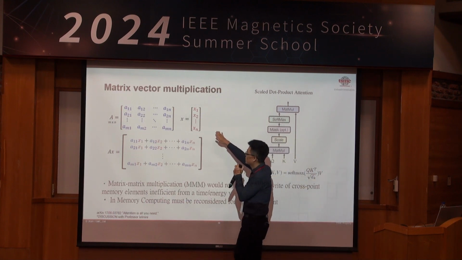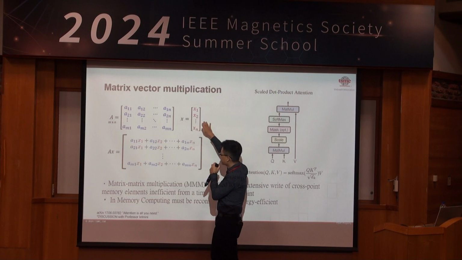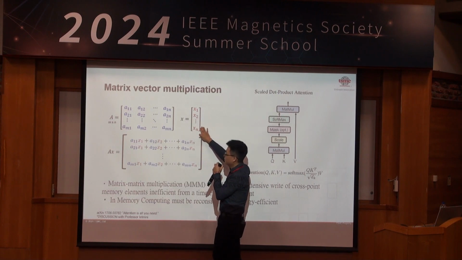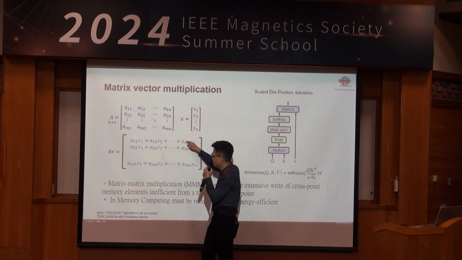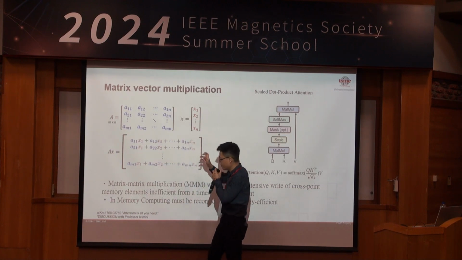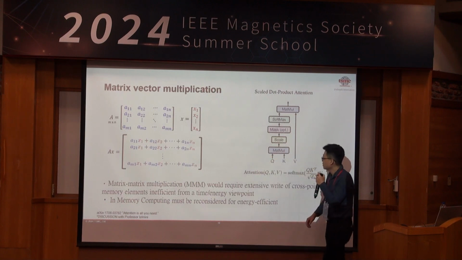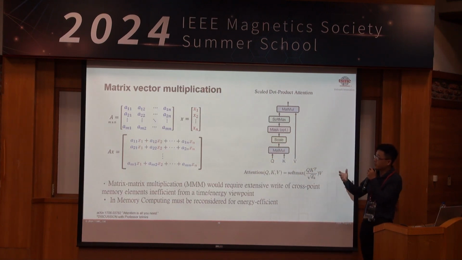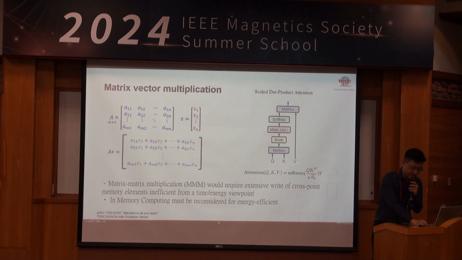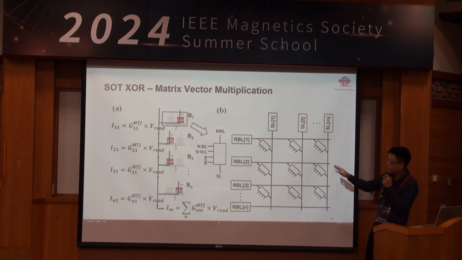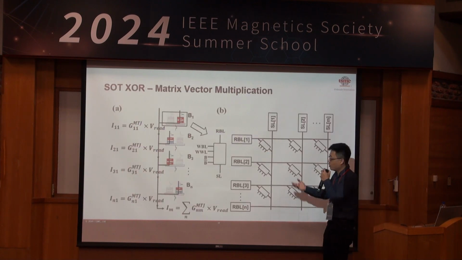Then you can put your vector as a B input, and you have an array storing some information. Then you can easily do this MVM. And this is very useful for AI applications. So here are more details on how we do it.